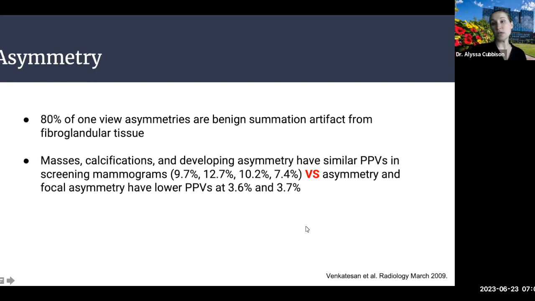Certainly these numbers are nothing that need to be committed to memory for effective practice, but just to give you an overall idea. When you're looking at something you may or may not want to call back, I think it's important to have the context that we know they're less likely to be cancer, but of course, that doesn't mean they shouldn't be called back in the appropriate setting.